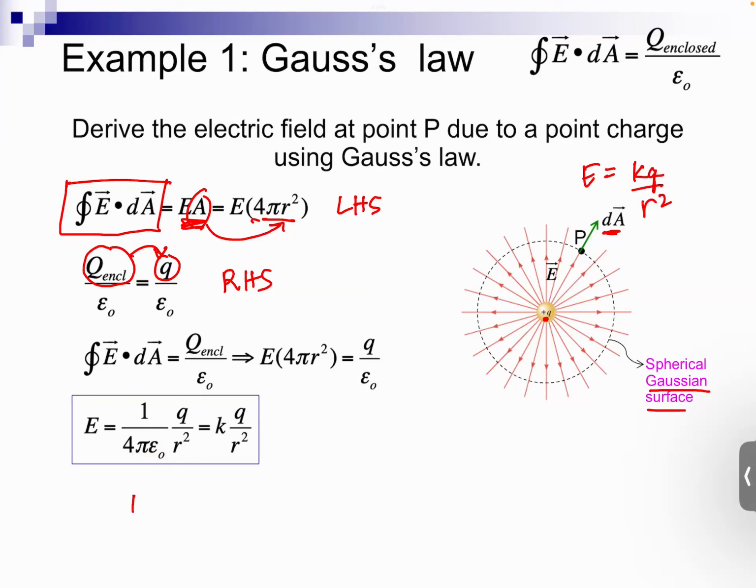And 1 over 4 pi epsilon naught is equal to K, right? Epsilon naught is just a constant number. If you multiply that with pi and multiply that with 4, you will get 9 times 10 to the 9, which is the value of K. And hence we get the same as the definition of the electric field for a point charge.